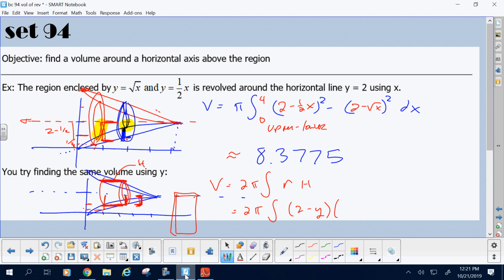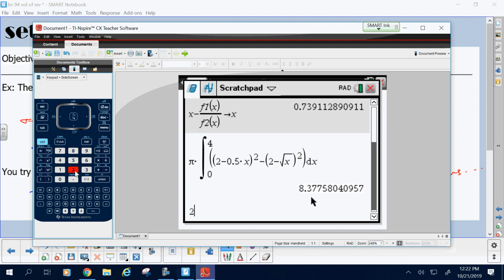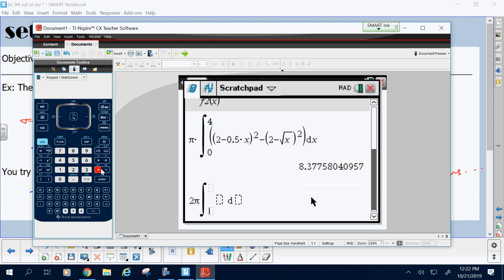1/2 x. What's the variable of integration? Y. So it's the line minus the curve in y terms. That's right minus left. So 2y minus y squared. And the limits of integration? 0 to 2. Throw that in your calculator, you better get the same answer.